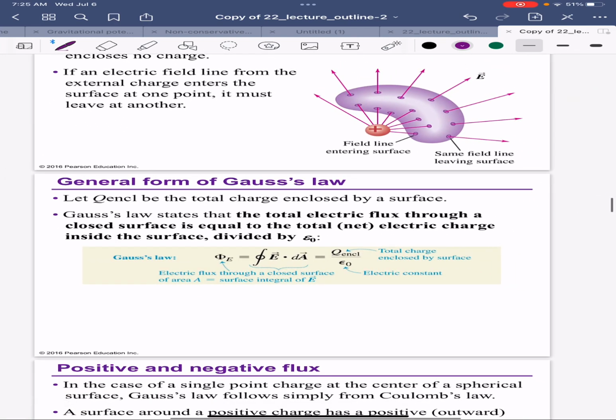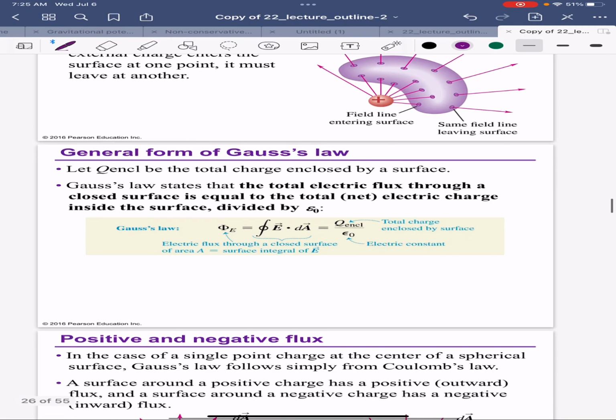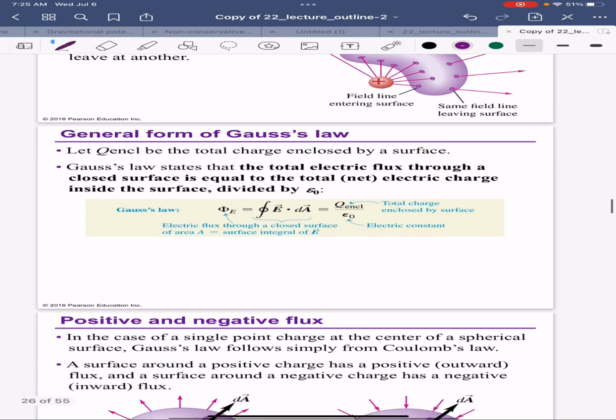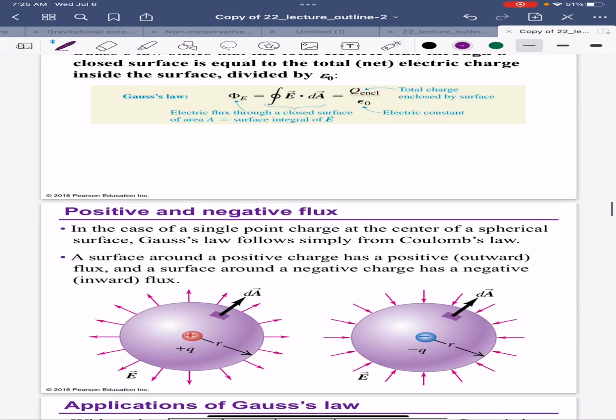Phi E is the electric flux through a closed surface, for a surface that has an area A, and it's a surface integral. Q enclosed is the total charge enclosed by that surface, and epsilon 0 is the electric constant that we were working with before.